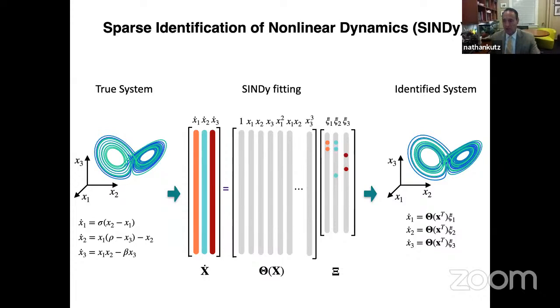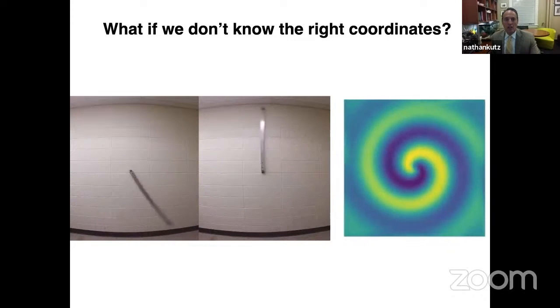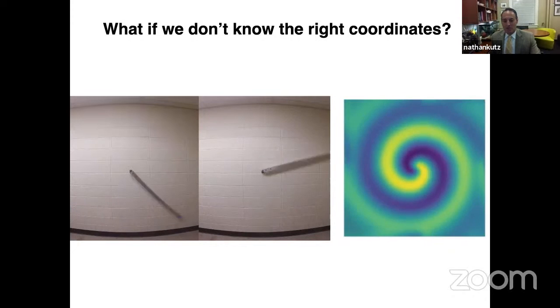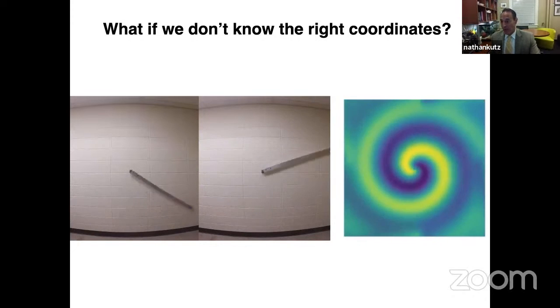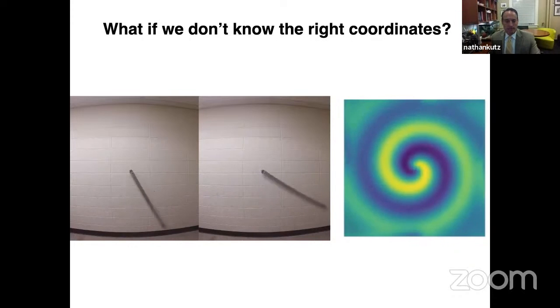So you've got to figure out what x is. And let me give you an example. What if we just simply don't know the state space? Which means, what if we don't even know the right coordinates? That's kind of what I'm telling you. And what I mean by that is the following.